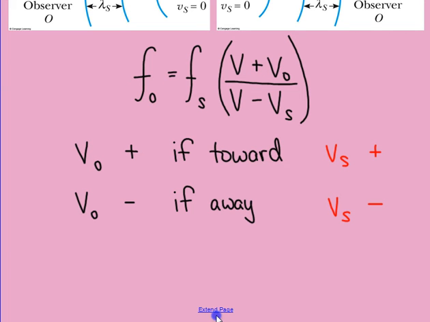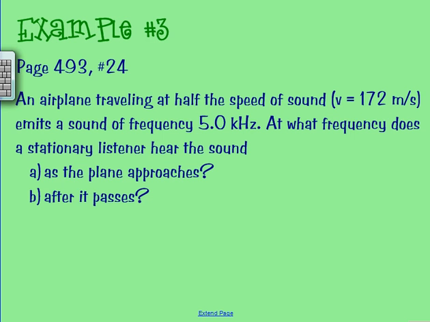So let's take a look at a few of these problems, starting with example number 3. An airplane traveling at half the speed of sound emits a sound with a frequency of 5 kilohertz. At what frequency does a stationary listener hear the sound as the plane approaches and after it passes?